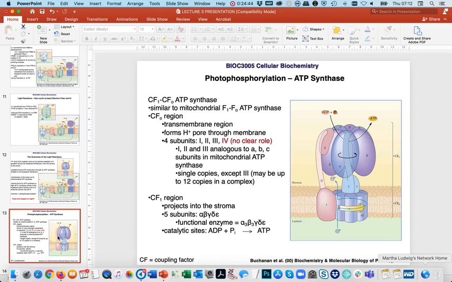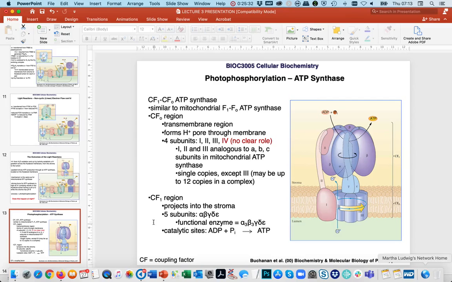The ATP synthase that's found in the chloroplast is essentially identical to that in the mitochondria, except for one component, and that is a subunit that's found in the CFO region. The CFO region is the transmembrane part of the ATP synthase that's found in the chloroplast thylakoid membranes. Subunit 4 has no clear role. Subunits 1, 2, and 3 are analogous to subunits A, B, and C in the mitochondrial ATP synthase. Okay? We don't really know what subunit 4 is doing in the chloroplast ATP synthase. Okay? We just know that it's there, perhaps some function, some structural role.